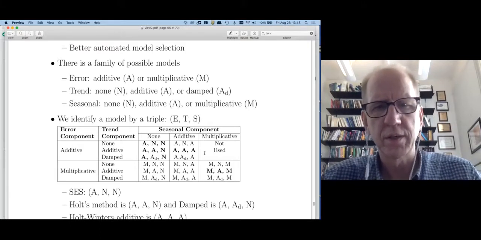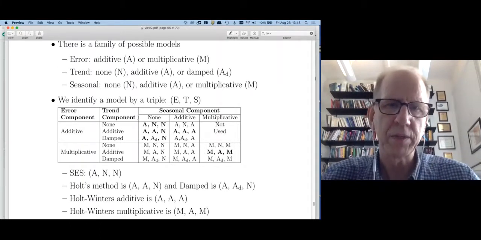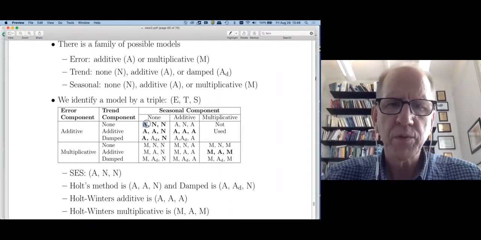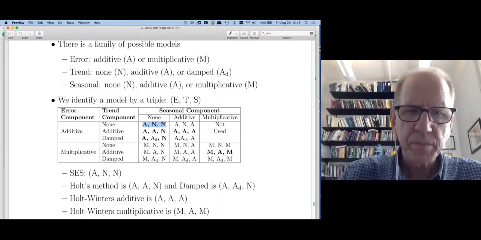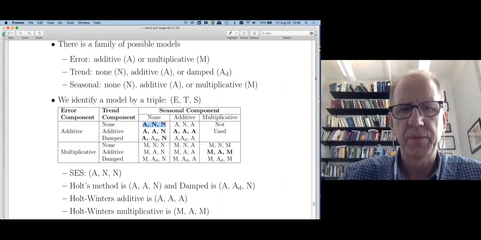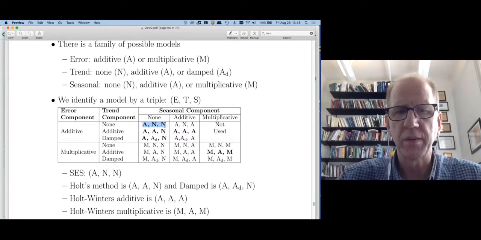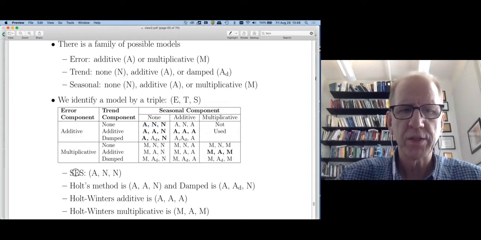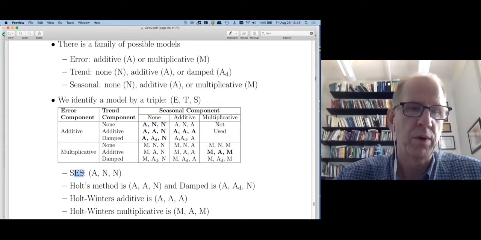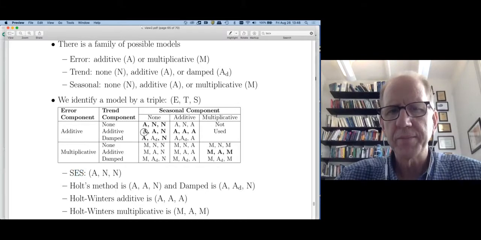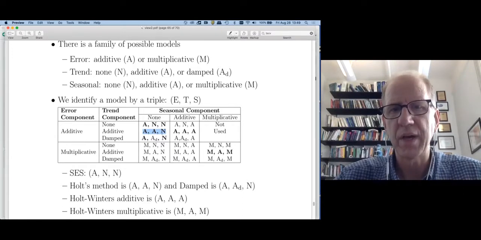Let's look in a little more detail at these possibilities. The first one I bold-faced, which is ANN. What that means is we want an additive error, we don't want any trend, and we don't want any seasonal component. Well, that's just what we called SES before. The Holt method is going to be sitting right here, where we have an additive error and an additive trend without any seasonal part.